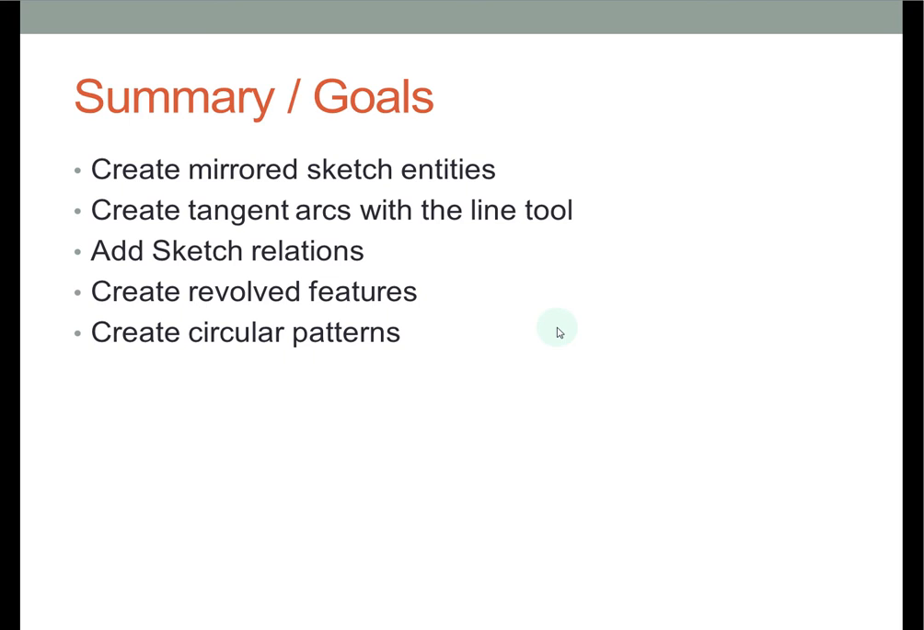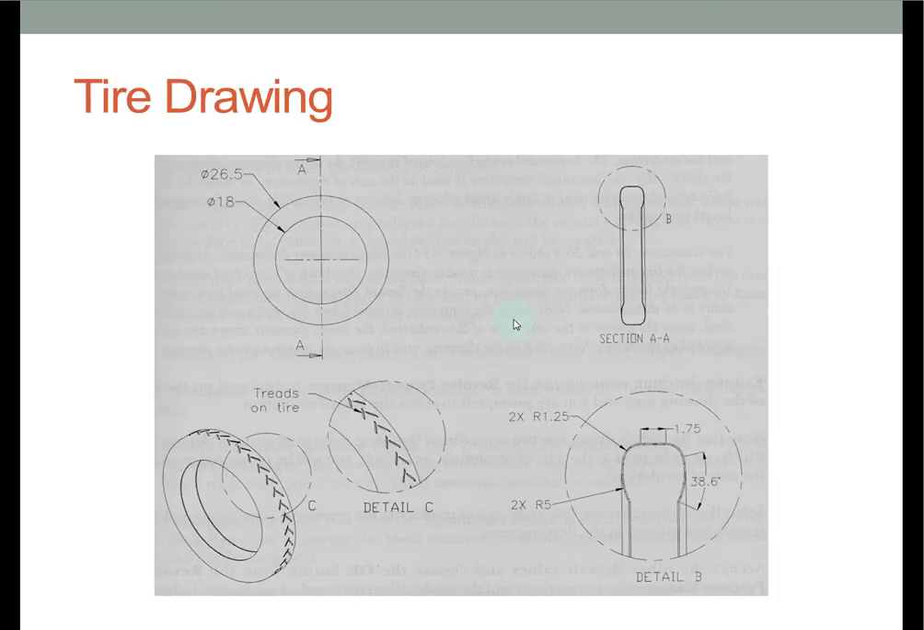We're going to use all of the above to create a revolved feature, and then eventually circular patterns based on those revolved features. So the source drawing for this model you can see here, and we're going to start by creating the cross section of the tire. This cross section is constrained by the dimensions in detail B and also the inner and outer diameters in this side view here.